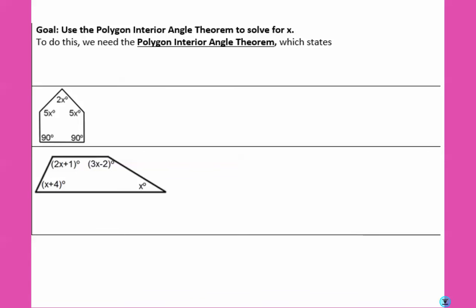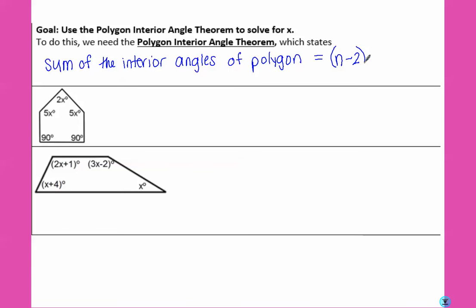Which tells us the sum of the interior angles of a polygon is always equal to the number of sides minus 2 times 180 degrees. And just remember that n stands for the number of sides. This is a very important formula. We're going to use that a lot today.